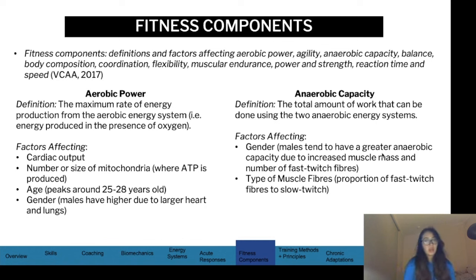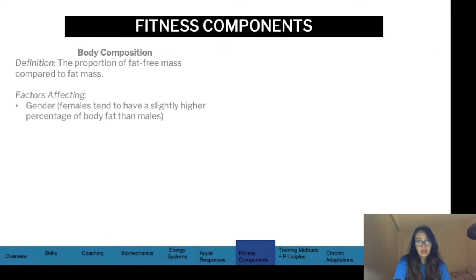So aerobic power can be influenced by age, and it peaks around 25 to 28 years old, and gender. And so males often have a higher aerobic power due to larger heart and lungs, just because of physical body size. We've got anaerobic capacity here. I'm not going to go through all of these, as I mentioned, just because there are so many and we don't have a lot of time left. So it's really up to you guys to make sure you understand each of these.